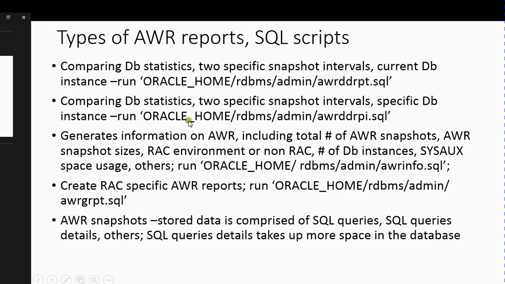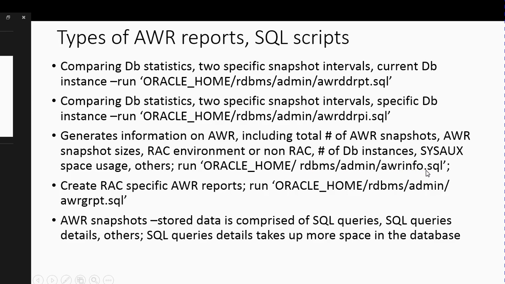Basically, you have to specify the specific database instance that you would like to do the snapshot comparison on. And this is more of a script that helps you review what's going on internally in terms of AWR. You can run the script, and the AWR info is going to show you.